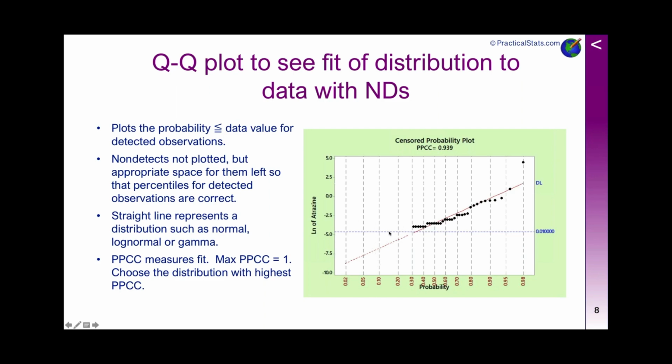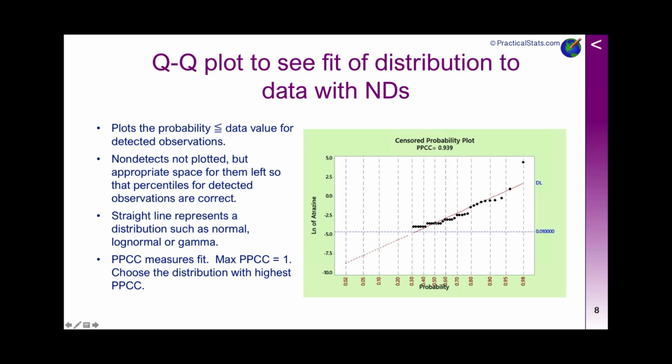So they are not shown, but what they are represented by is the space here, the percentages that they possess in the data set. So this 30% means that the percentiles for all of the detected values, which are plotted as black dots here, are shown correctly. And the lowest detected value is a little bit above the 30th percentile.